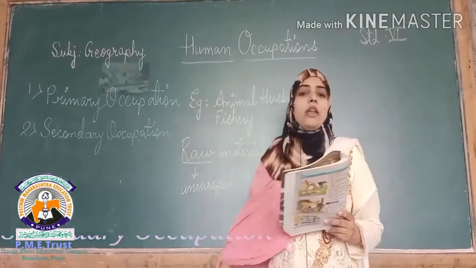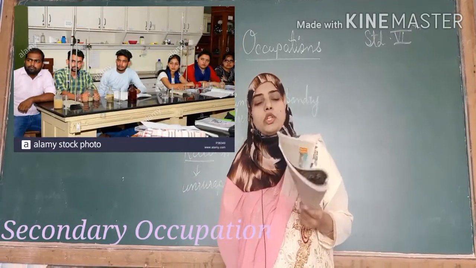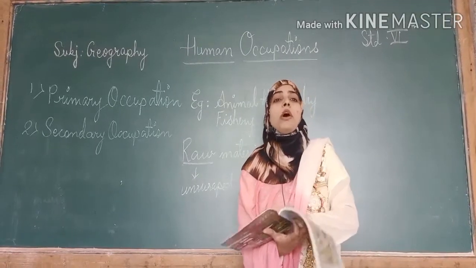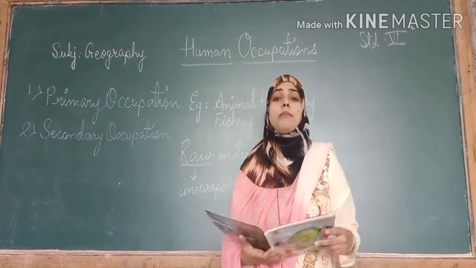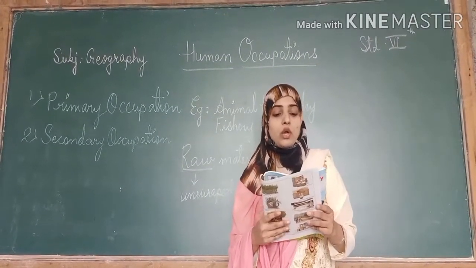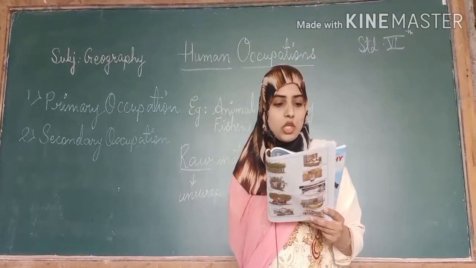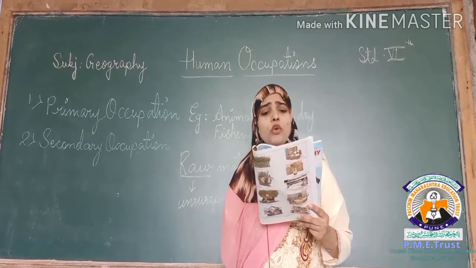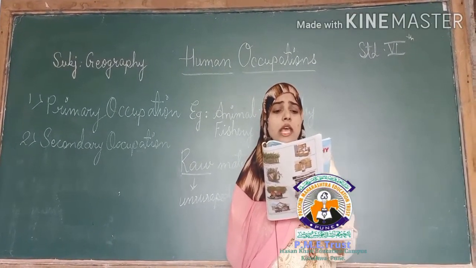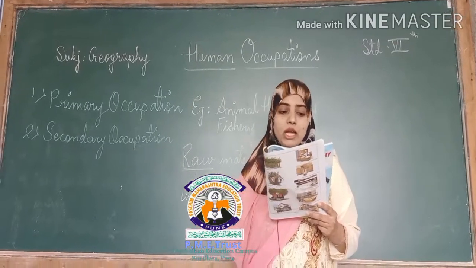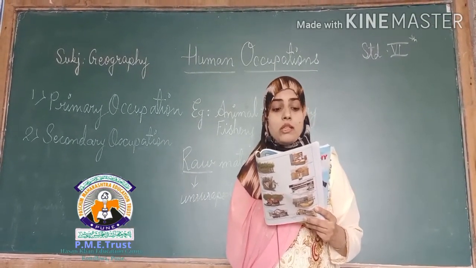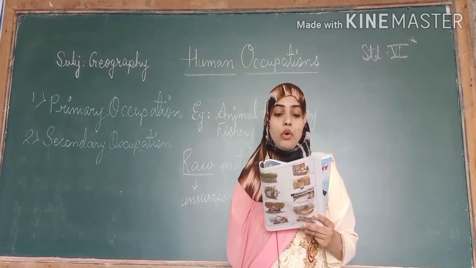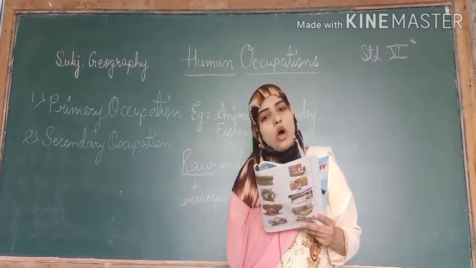Now come to the secondary occupation. Occupations that depend on the primary occupations are called secondary occupations. Okay, secondary occupations. So you saw milk collection and sale of milk, transport of milk and sale of milk products respectively. All these activities are related to the products of primary and secondary occupations.